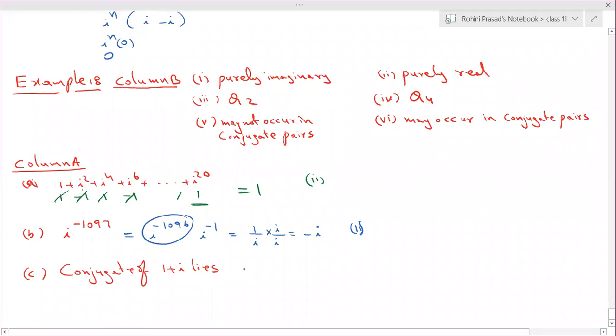So the conjugate of 1 plus i is 1 minus i. And 1 minus i lies in the fourth quadrant, x positive, y negative. So it's the fourth. That's it. That's the answer.